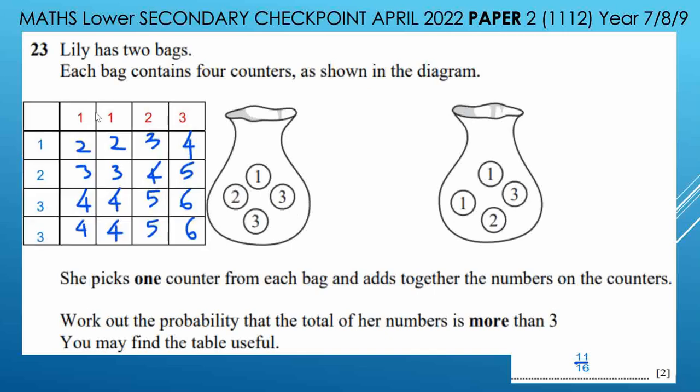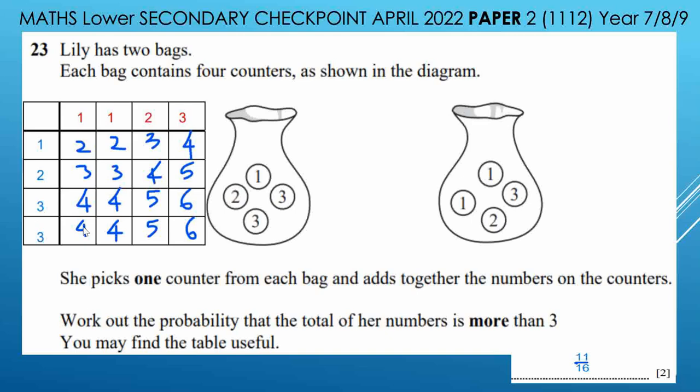Next, we add them. 1 plus 1 is 2. 1 plus 1 is 2. And we get all the sums. 3 plus 1 is 4. 2 plus 1 is 3. 2 plus 1 is 3. 2 plus 2 is 4. 2 plus 3 is 5. 3 plus 1 is 4. 3 plus 1 is 4. 3 plus 2 is 5. 3 plus 3 is 6.